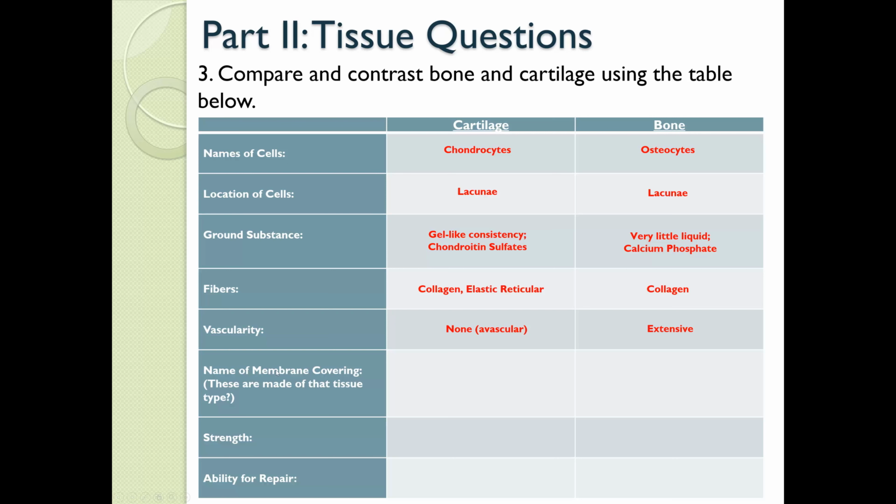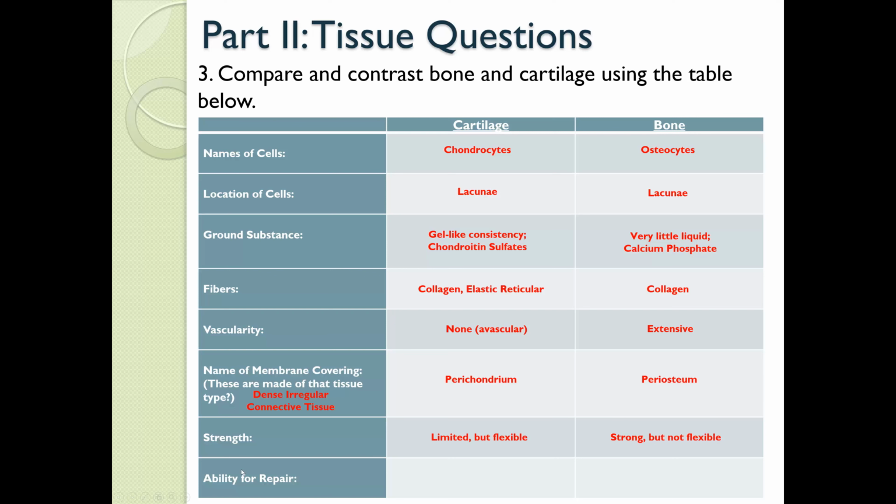Then if we look at the name of the membrane covering, and a little side question here, these are made of what tissue type? And the answer is that the coverings are made of dense irregular connective tissue. The name of the covering for cartilage is the perichondrium, and the name of the covering for bone is the periosteum. Again, root words will help you. In terms of strength, cartilage has limited strength, but it's flexible. And bone is very strong, but not flexible.